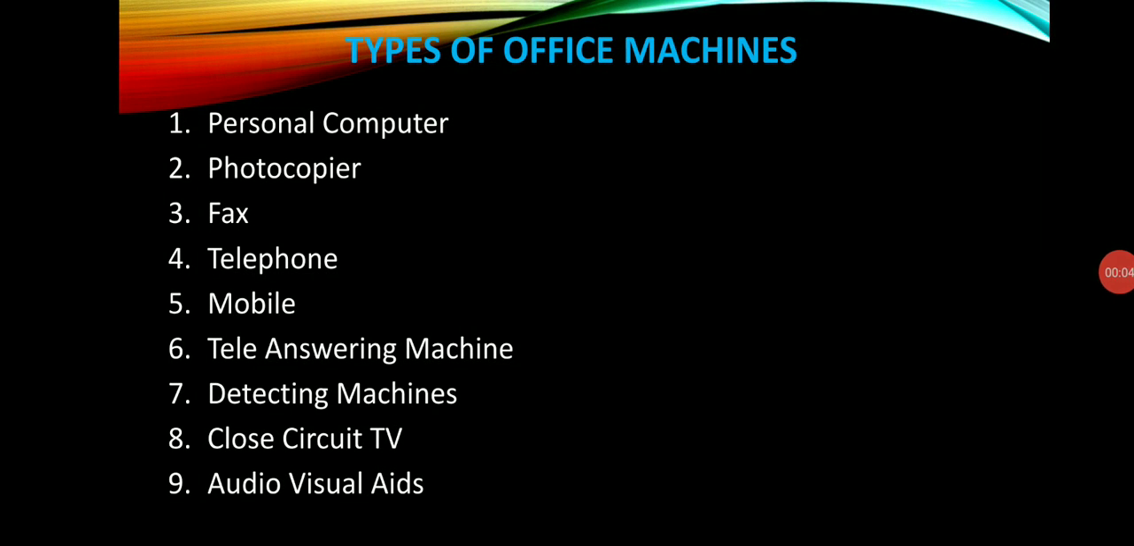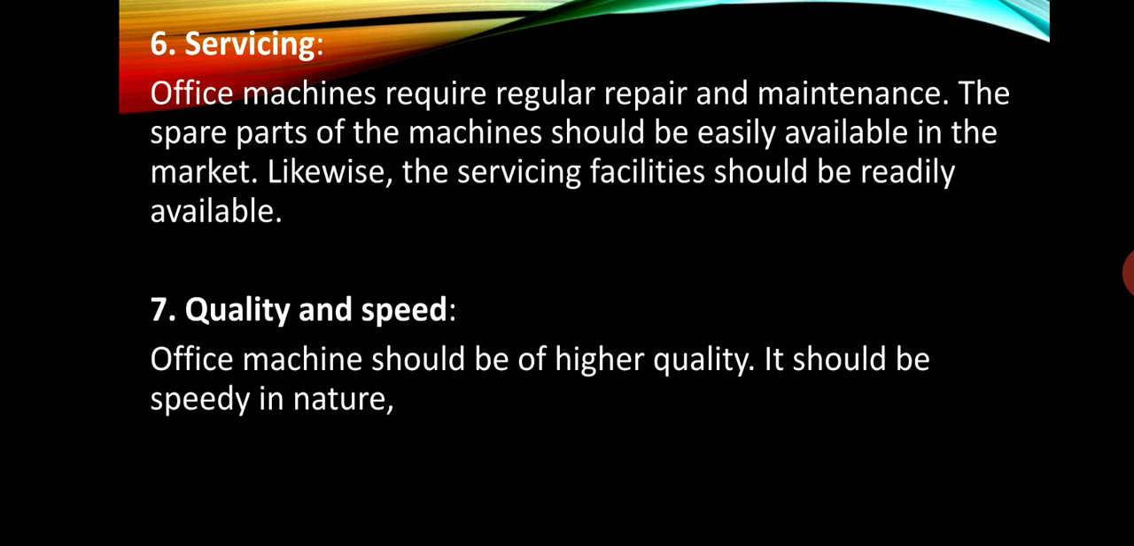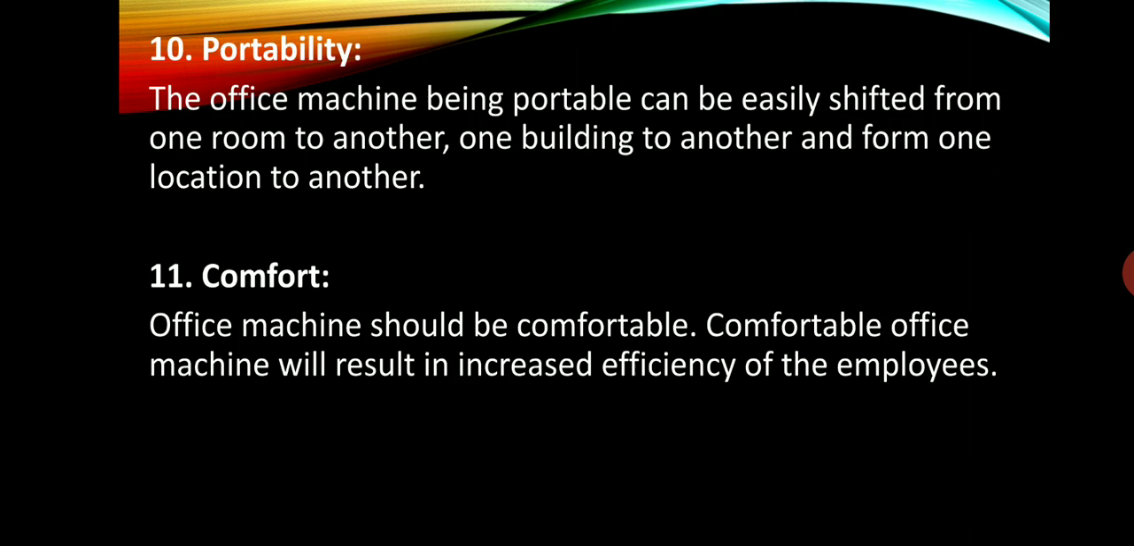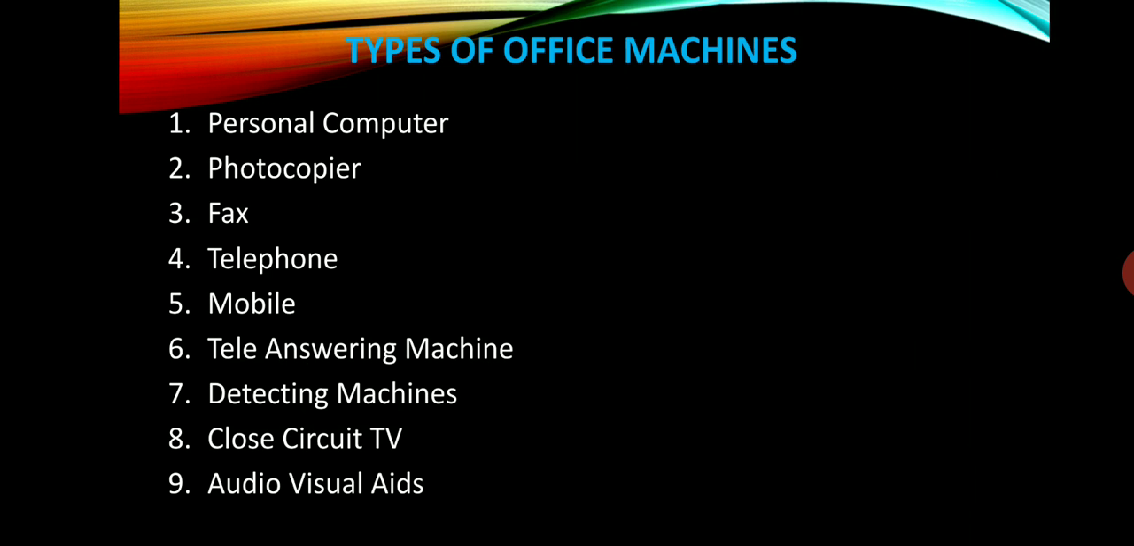Our session of Business Management 3. Now, as far as our previous session was concerned, we completed advantages, limitations, and different factors that affect the office mechanism directly. In today's session, we are going to discuss the types of different office machines through which the organization is going to carry out their routine work of administration.